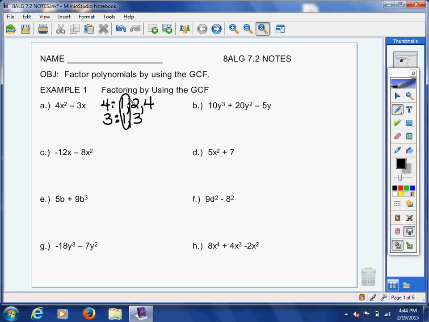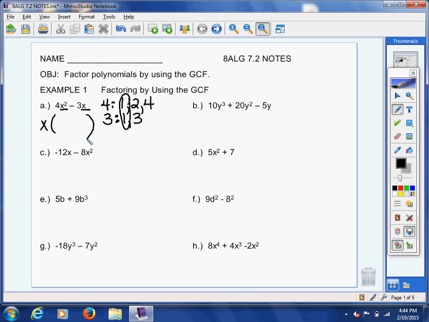Let's focus on the x's because I think we are going to find a GCF with our x's. Remember what I told you in 7.1 when we went over that. If you have the same variable in both terms, and we do, we have x squared and we have x, then you always choose the one with the lower exponent. Always, always, always. That's your GCF. We have at least one x in each term. Okay? So that's our GCF. So we're going to pull out an x.